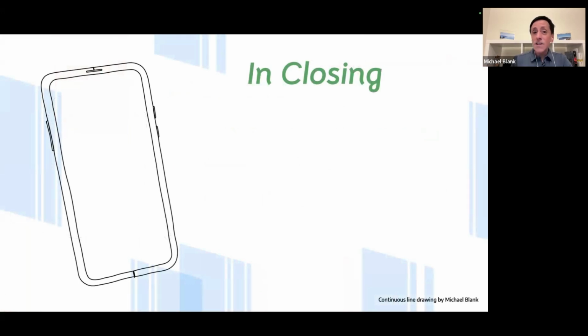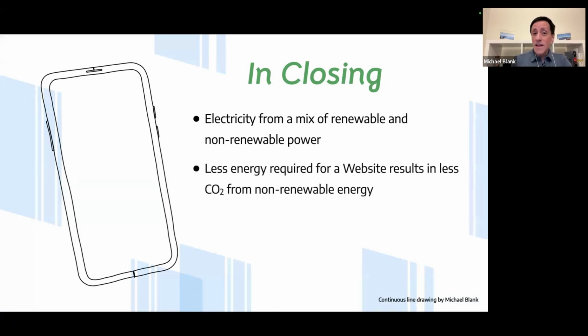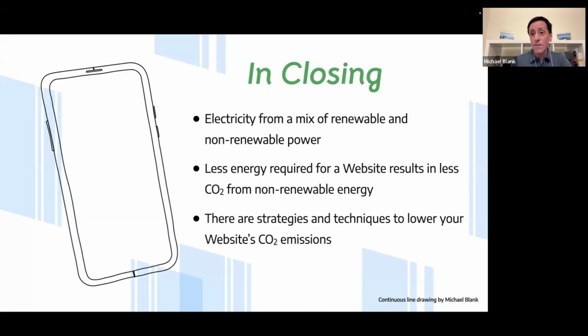So in closing, electricity is generated from a mix of both renewable and non-renewable power generation sources. Less energy is required for a sustainable website, which results in less carbon dioxide from non-renewable energy from the renewable and non-renewable power generation mix. There are strategies and techniques to lower your website's carbon dioxide emissions and energy use. Think about what you use the web for. We depend on these websites and want to be able to use them in the future. With climate change already here, it's critical to lower carbon dioxide emissions, and sustainable website design has an important part to play.